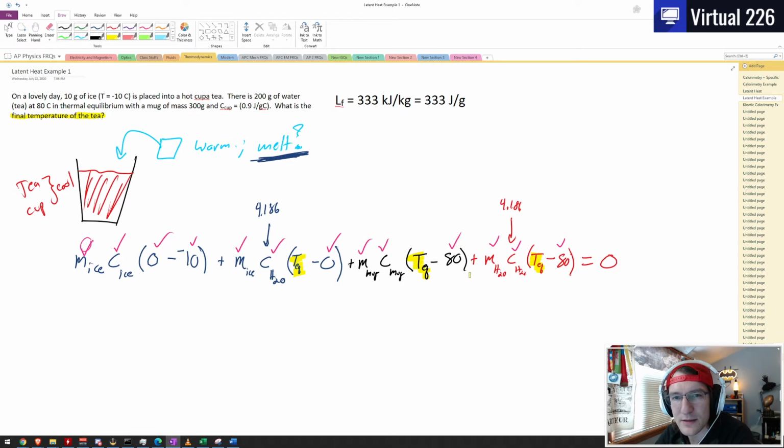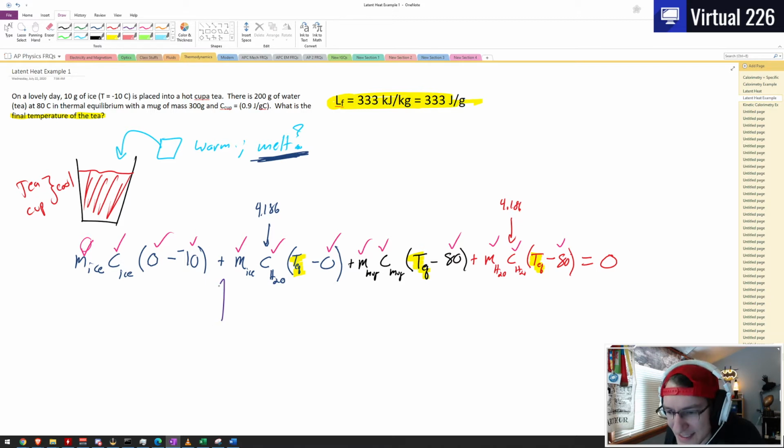aren't we missing something? We're missing the entire reason we're doing this example problem separately. We've heated up our ice, and then we heated up that ice, which became water. How did it become water? It melted. There is a latent heat here. It's a latent heat of fusion, which for water, we know it is 333 joules per gram.